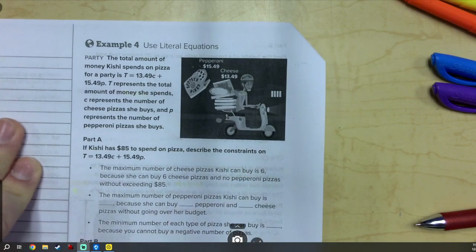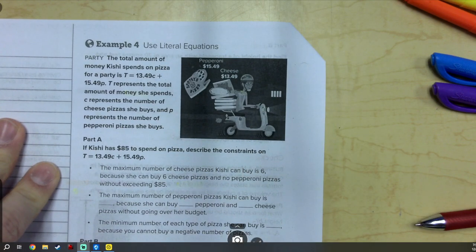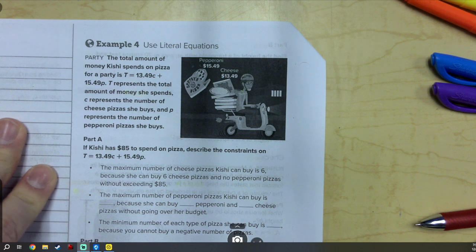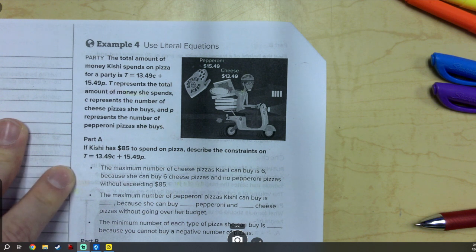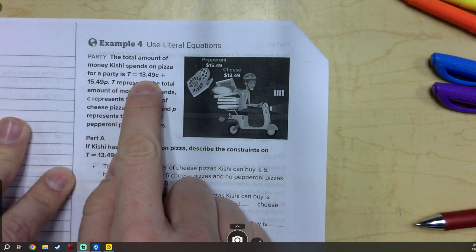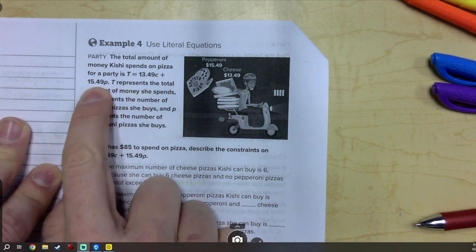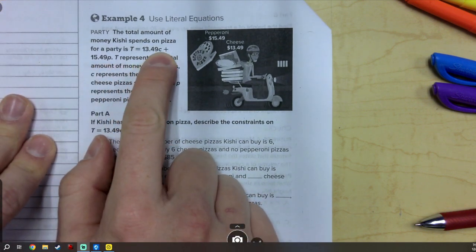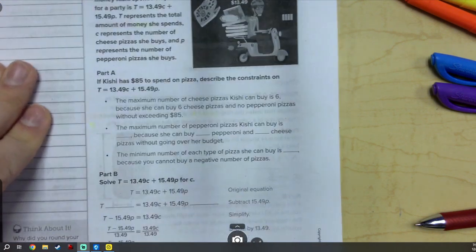Example 4. The total amount of money Kishi spends on pizza for a party is T equals 13.49C plus 15.49P. T represents the total amount of money spent. C represents the number of cheese pizzas. P is the number of pepperonis. Got it. So we have the price of a cheese pizza and the price of a pepperoni pizza with variables telling us the number of pizzas.